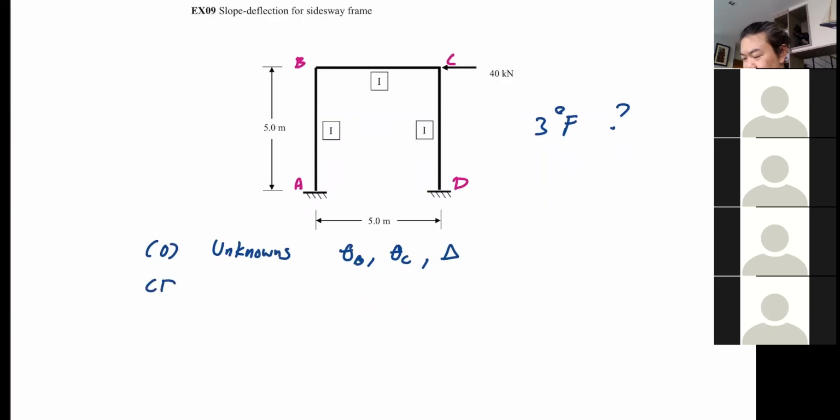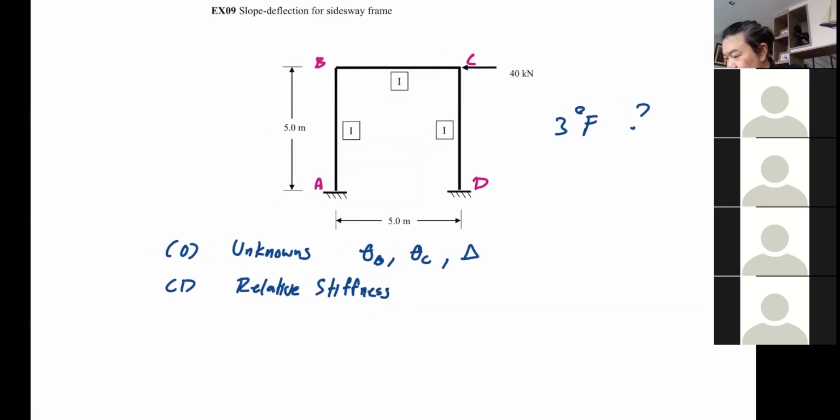Step number one, relative stiffness. Look at my handwriting. I think it's gone. So it's okay, right? Because we have I over 5 for all of them. So it's okay.